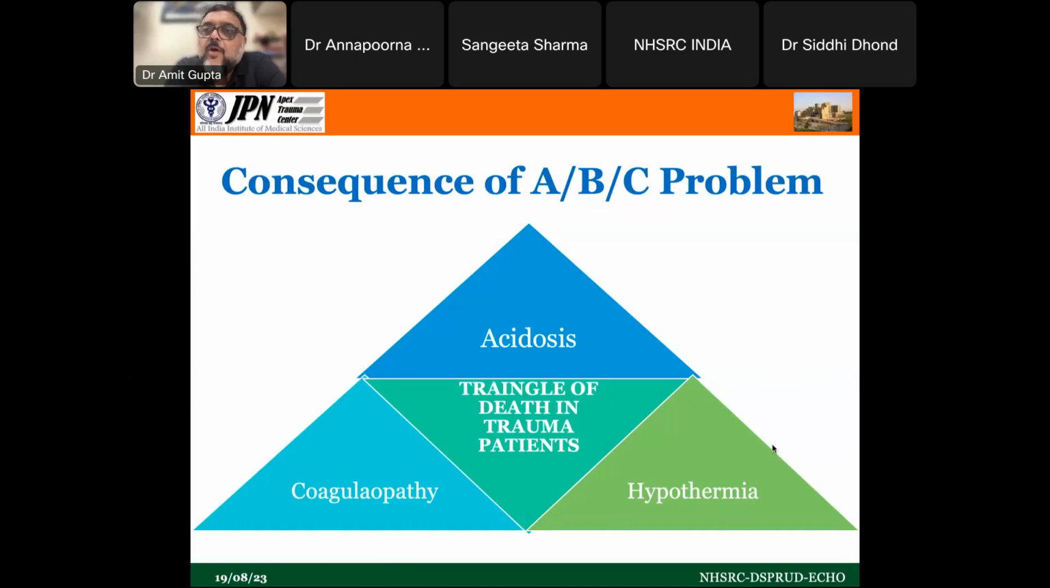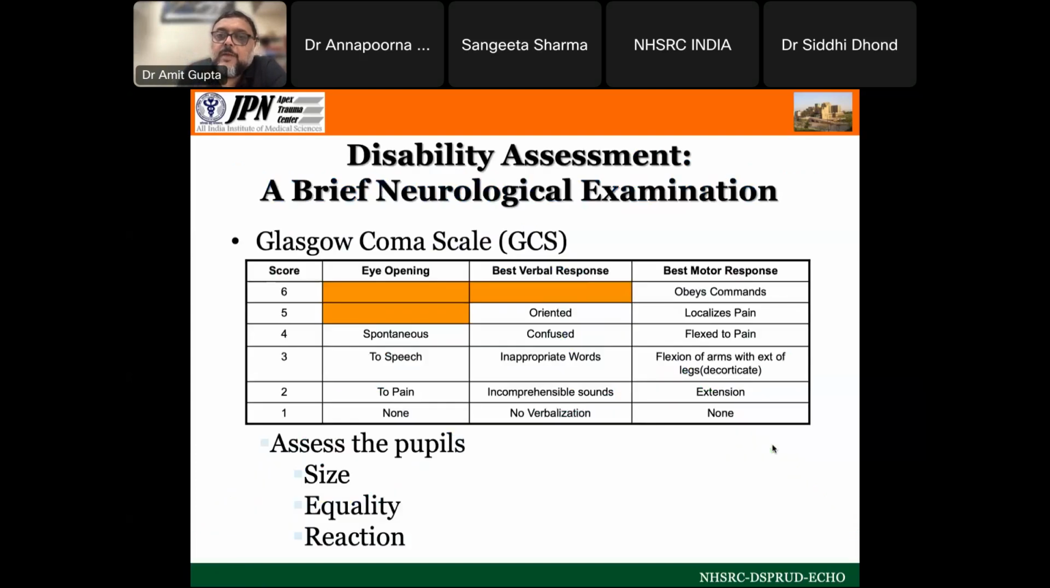Basically, your whole physiology is going from aerobic physiology to anaerobic physiology, and we all know that the end product of anaerobic physiology is lactic acid or lactate that is causing the acidosis. Acidosis further causes cell damage and tissue damage because our cells function at a very narrow pH. This is augmented by hypothermia, and at the same time coagulopathy happens because of the hypoxia. So finally, the consequence of ABC problem is the triangle of death, that is acidosis, coagulopathy, and hypothermia.